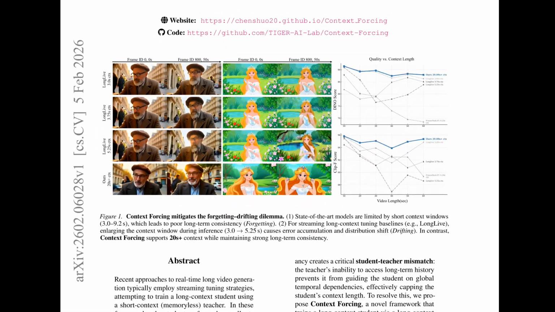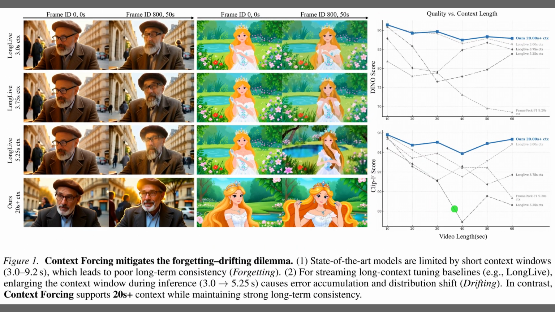Figure 1 illustrates the central challenge here, known as the forgetting drifting dilemma. The visual panels on the left compare the baseline model against the new approach. In the top rows, we see that baselines with short memory suffer from forgetting, meaning the subject's face changes drastically by the 50-second mark because the model loses track of the identity. If we simply extend their context, as shown in the middle rows, the generation drifts and accumulates errors. In contrast, the bottom row shows that context forcing maintains a consistent identity.